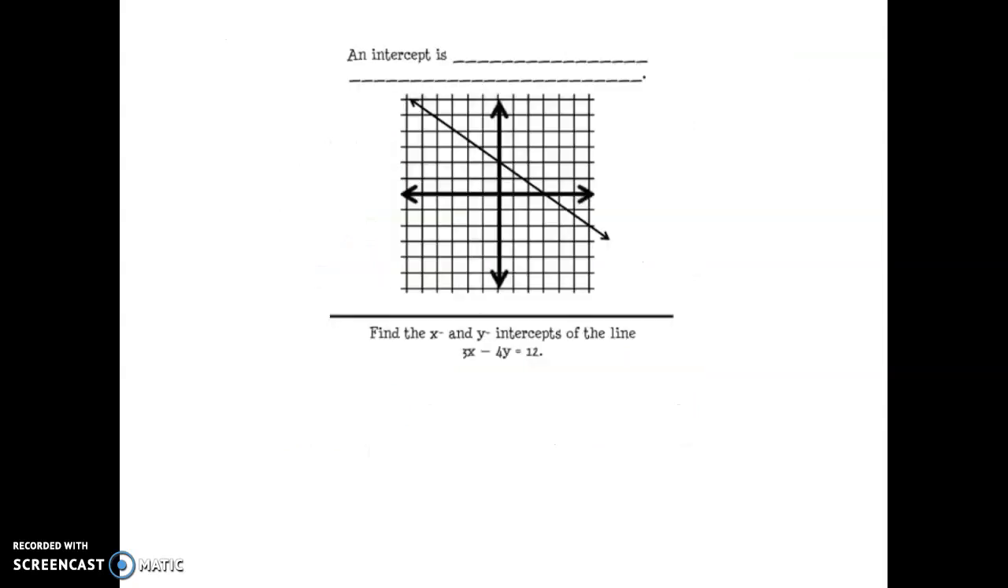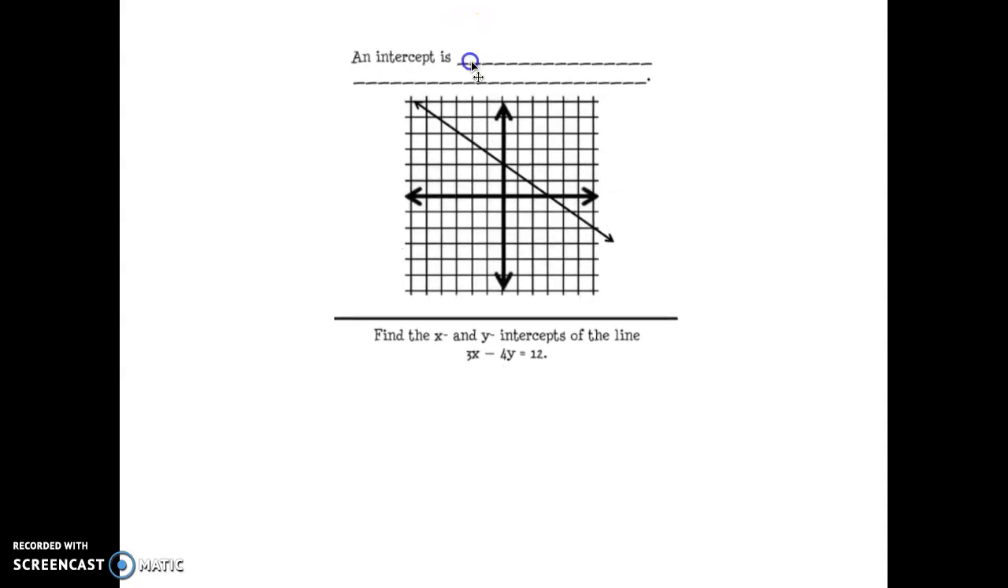So let's write some notes on page 34. An intercept is the point where the line crosses the axis. If you're actually looking at a graph, you can find that point on the given axis. So if I am looking for the x-intercept, where it crosses the x-axis, it is going to be when y equals 0.